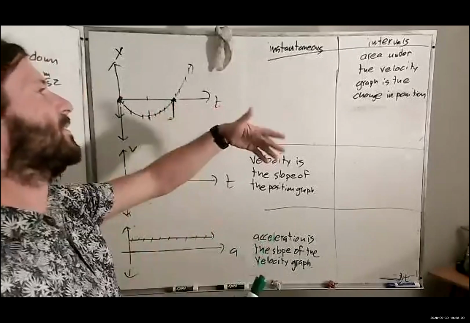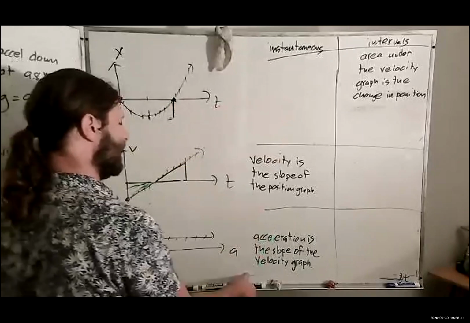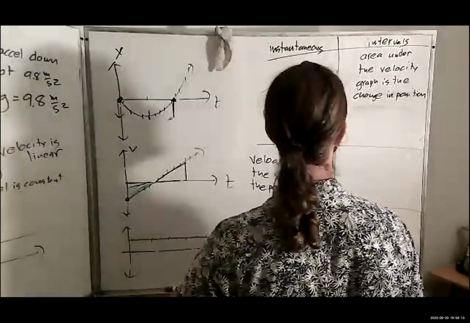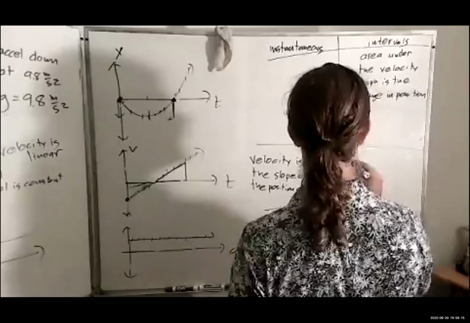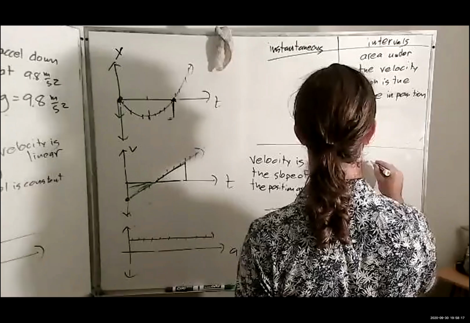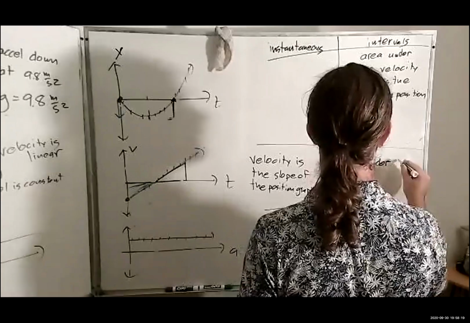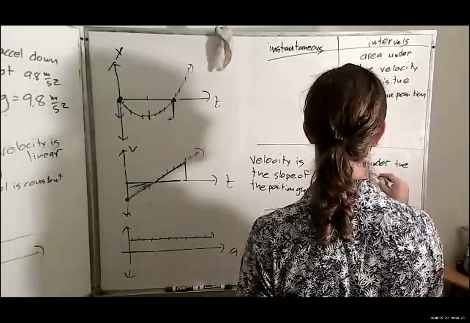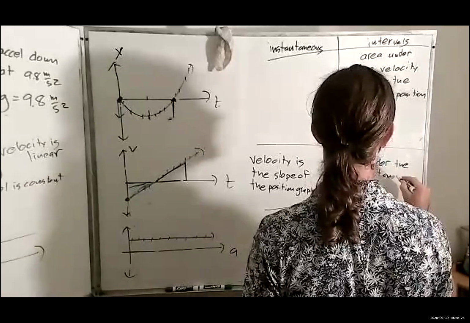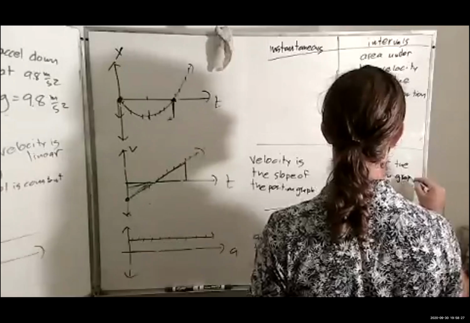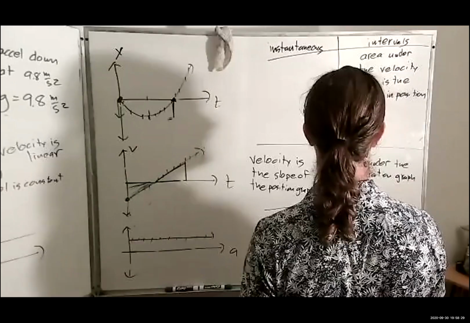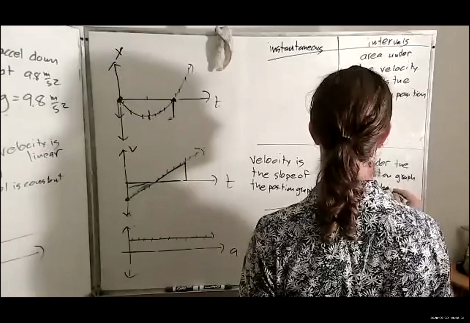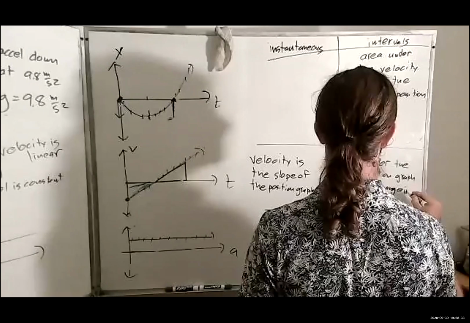And then this same thing happens at the next level. Area under the acceleration graph. Acceleration is the change in velocity.